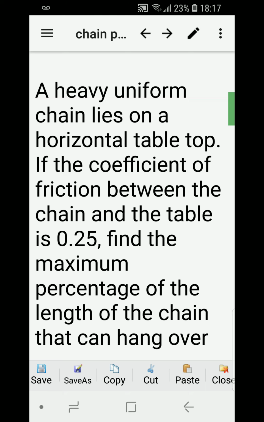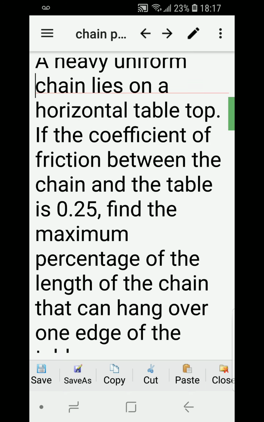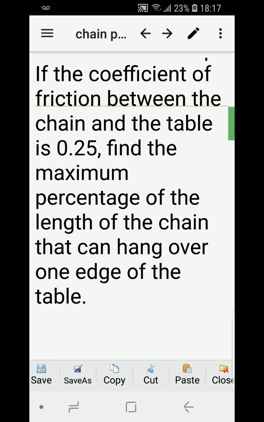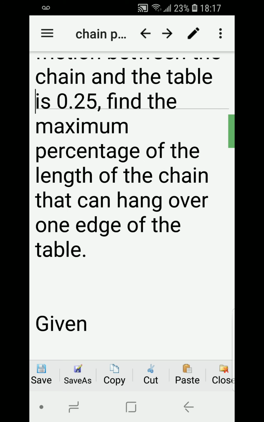A heavy uniform chain lies on a horizontal tabletop. If the coefficient of friction between the chain and the table is 0.25, find the maximum percentage of the length of the chain that can hang over one edge of the table.